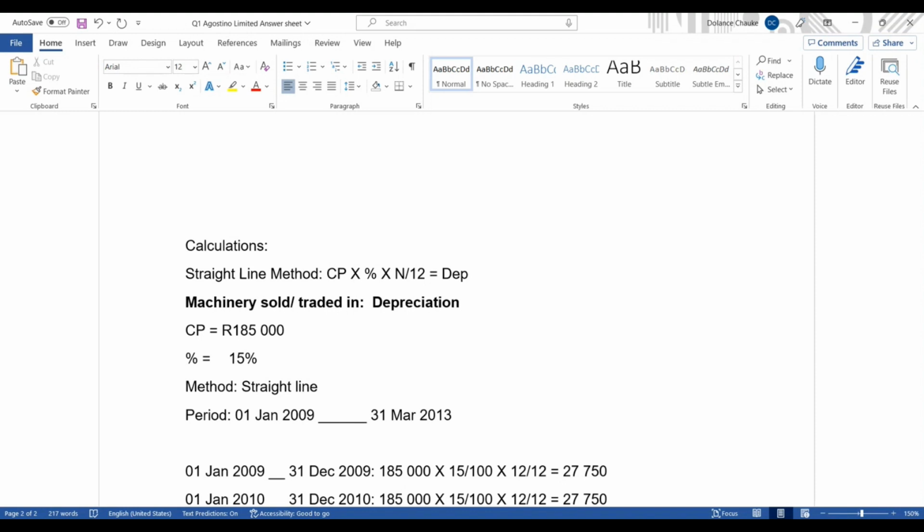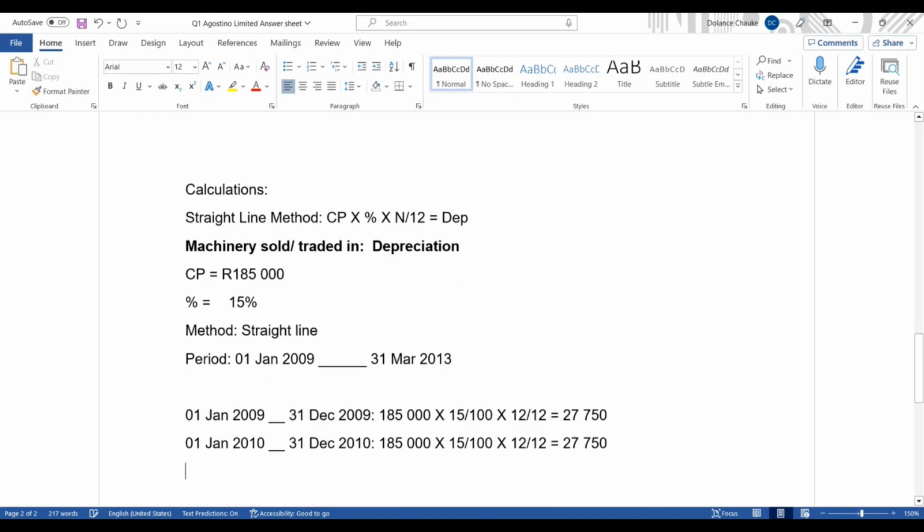We are following the method of the straight line method. Nothing is changing. Is that clear? Yes, that's clear. Nothing changes, guys. Don't be confused. So every time it is going to be like that until we finish. So we are going to do 2011 now.